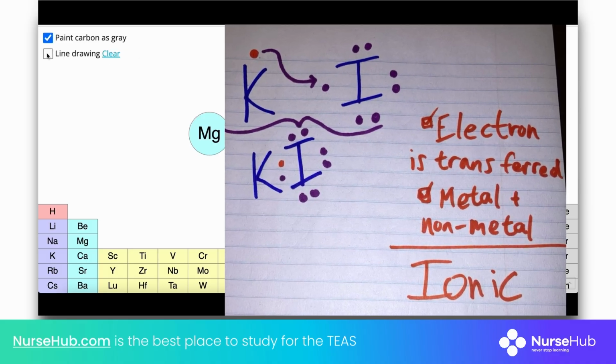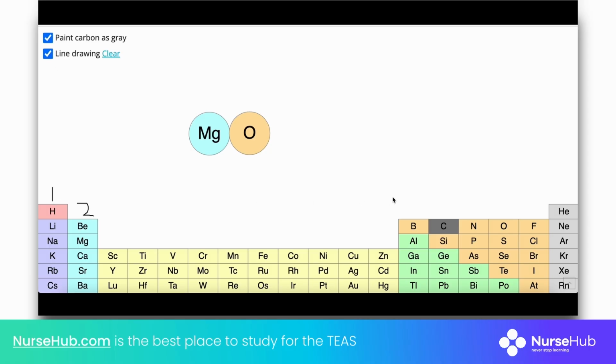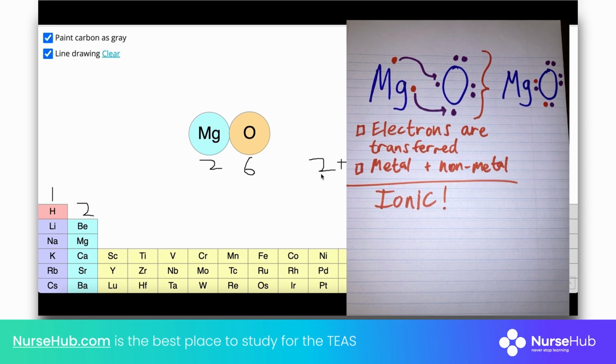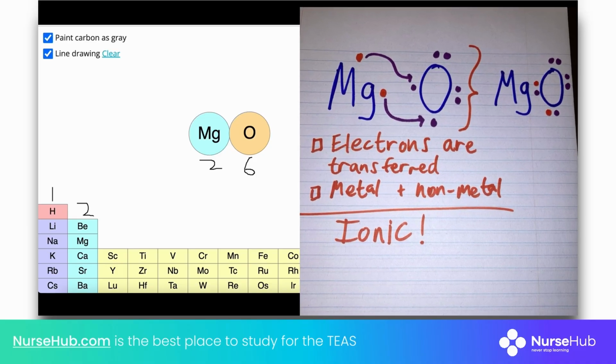Round 2, magnesium oxide. Magnesium has 2 valence electrons. Oxygen's got 6. When you add those up, you get 8, so the octet rule is fulfilled. It's easier for magnesium to lose 2 electrons and just transfer them over, and the oxygen's going to gain them. So, magnesium being a metal, oxygen being a nonmetal, this would be ionic.